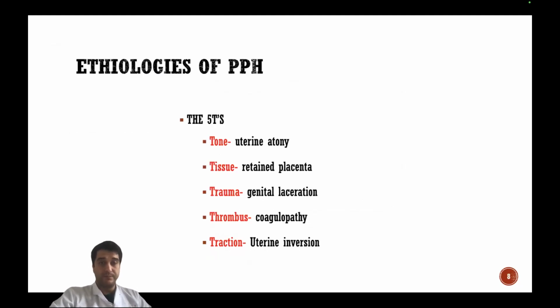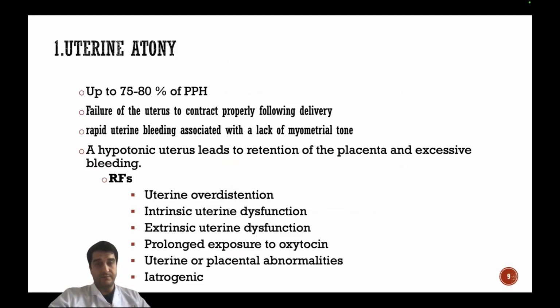So, etiologies. Commonly we talk about the 4 T's, but I want to present it with 5 T's, since the last one is also a complication sometimes. First is tone, uterine atony. Tissue, retained placenta. Trauma, genital lacerations or ruptures. Thrombosis, some types of coagulopathy. And the last one is traction, uterine inversion.